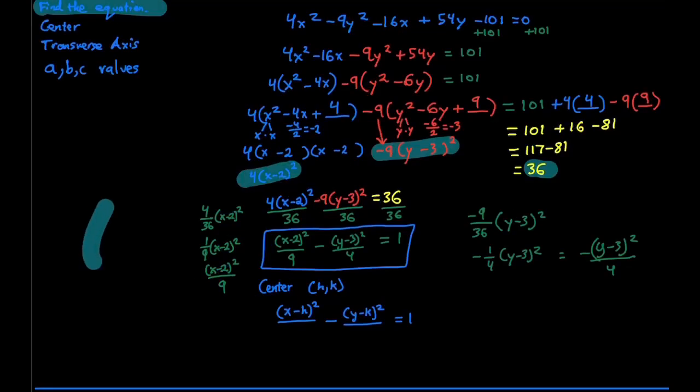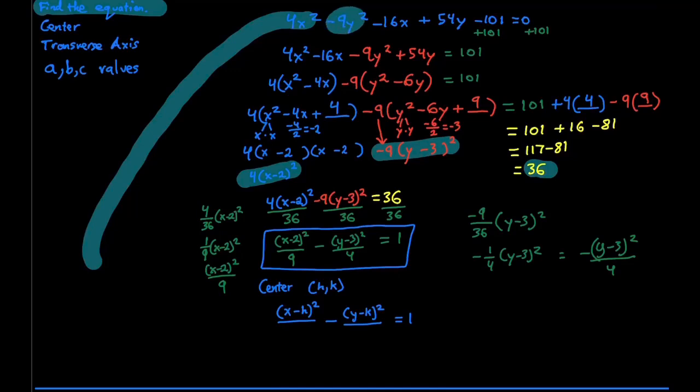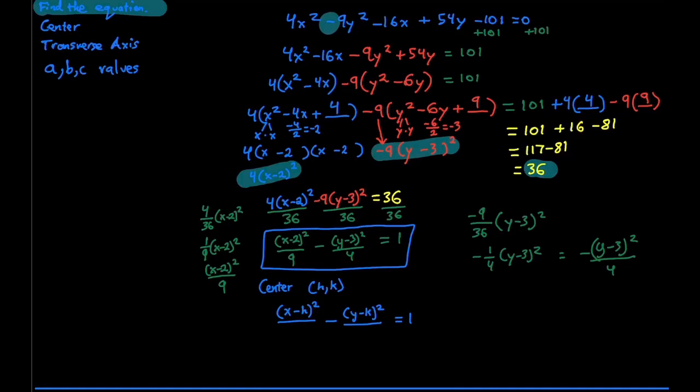Just going back, we started off with the 4x squared minus a 9y squared. So we have two squared terms from two different variables, x squared and y squared, but the subtraction sign between them is what tells you that it's a hyperbola. That's the big clue, where you have x squared, y squared, and a subtraction sign. One of them is negative. So because of that, we know it's a hyperbola.